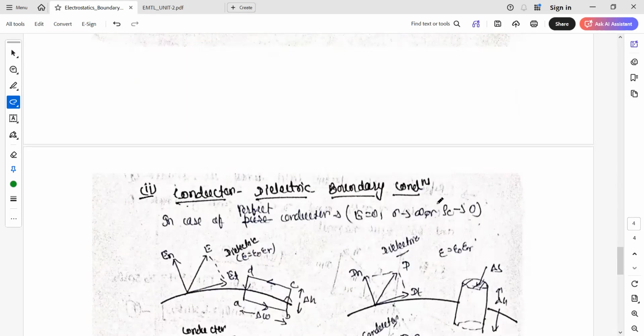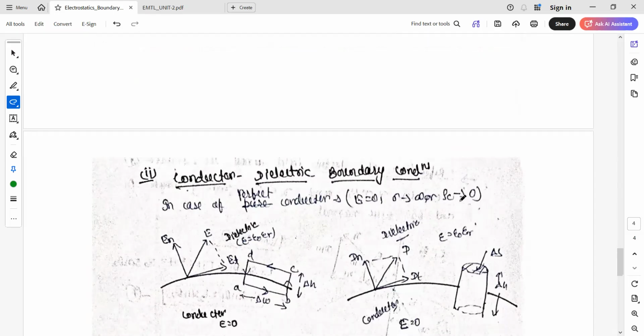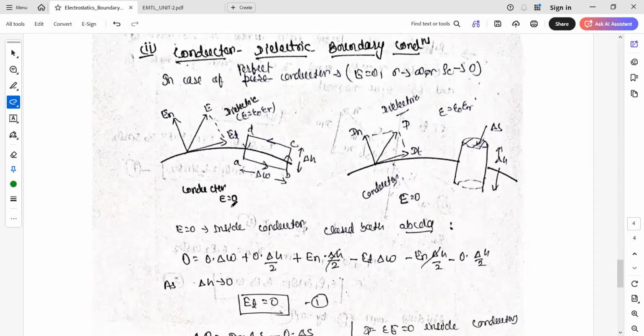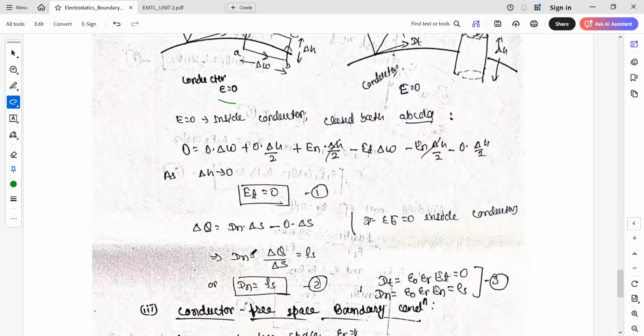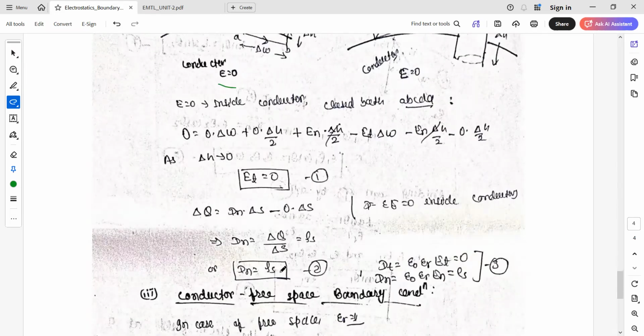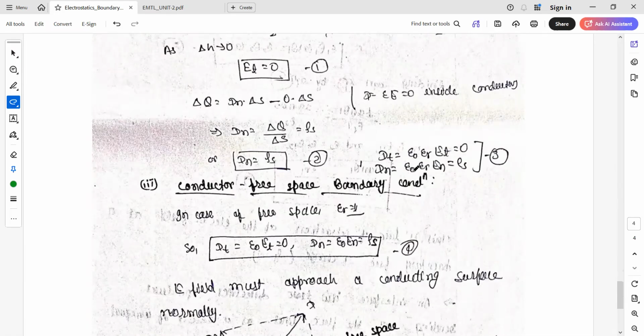And this is the conductor-dielectric boundary condition. Earlier we had dielectric-dielectric, so from this limiting case you can obtain another boundary condition also, that is, the conductor-dielectric. Conductor means here the electric field is 0, so we only apply it for medium 1. So here the tangential component is equal to 0 and the normal component is equal to rho s. Okay. So this is the simple one again, conductor-free space.